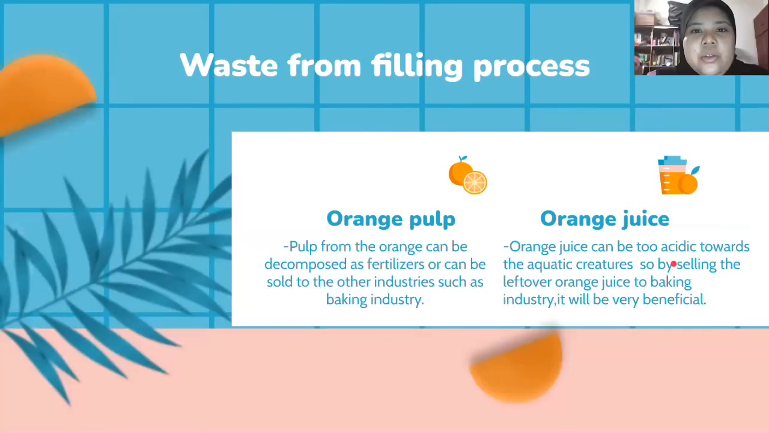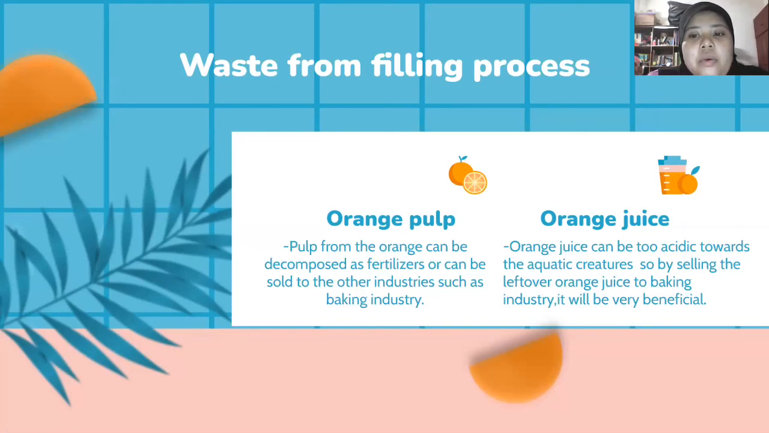Okay, thank you, Anil. So I will present about the waste from the filling process. There are two wastes from the filling process, which are orange pulp and orange juice. From the orange pulp, the pulp can be decomposed as fertilizer or can be sold to other industries such as the baking industry, or can also be made into paper or boxes.